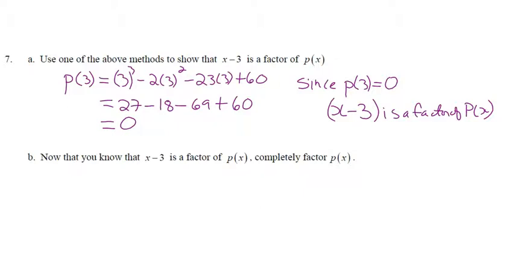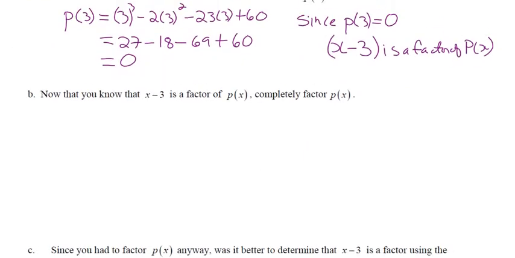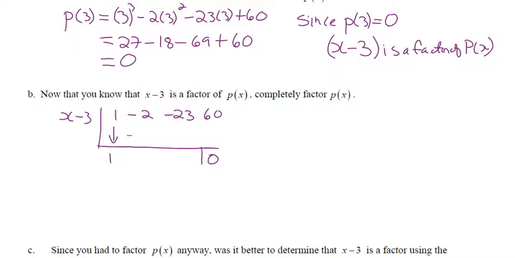Now that you know x minus 3 is a factor of p(x), completely factor p(x). So now we're going to have to divide x minus 3 into p(x), which we will do using synthetic division. We're expecting a remainder of 0.